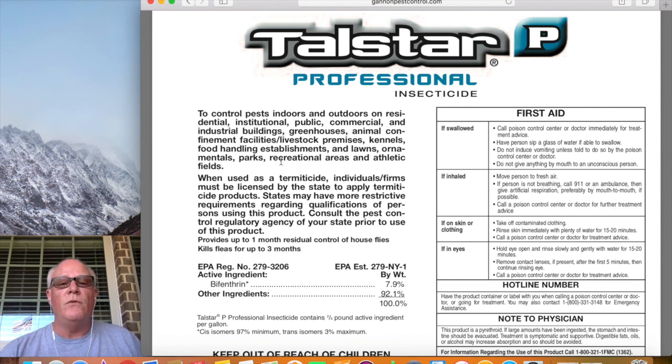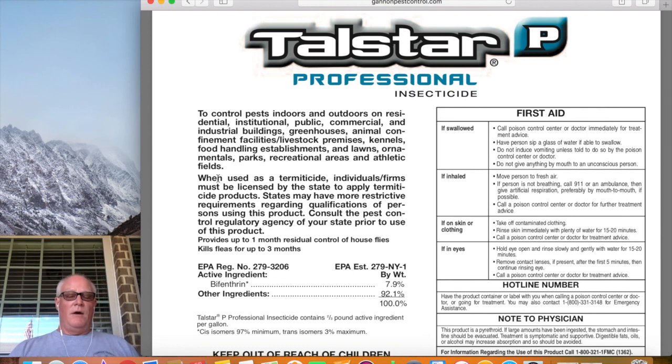It's also made to use in food handling establishments, on lawns, in ornamentals, in parks, recreational areas, and athletic fields. That's something else that I like to tell my customers, especially if they ask me, what about the kids that are playing in the backyard if we're going to do a yard spray with this? Well, it's labeled to use in parks, recreation areas, and athletic fields. So by knowing your label and the places that you can use it, when customers ask you about these things, you can give them a much more informed answer. And you can also tell them that they can go and pull these labels up online. Whenever we do a treatment, we always write down the name of the chemical, so I'll show them what the chemical is and tell them that they can research it as well.